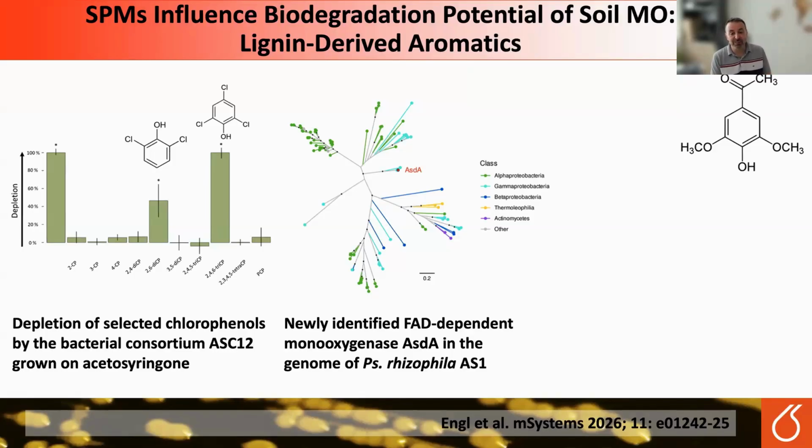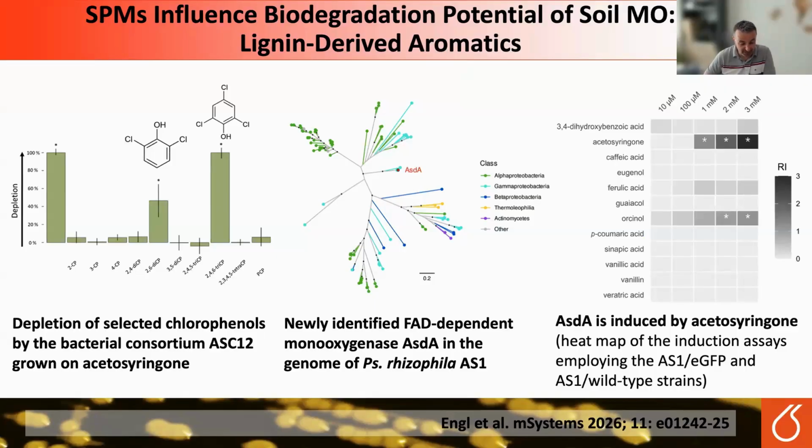And we were able to identify that the gene that encodes for this enzyme is located or harbored on the genome of Pseudomonas rhizophila, which was the major taxon when you saw the composition of the liquid enrichment culture. This Pseudomonas rhizophila was the major taxon that was about 70% in abundance, if I'm not mistaken.